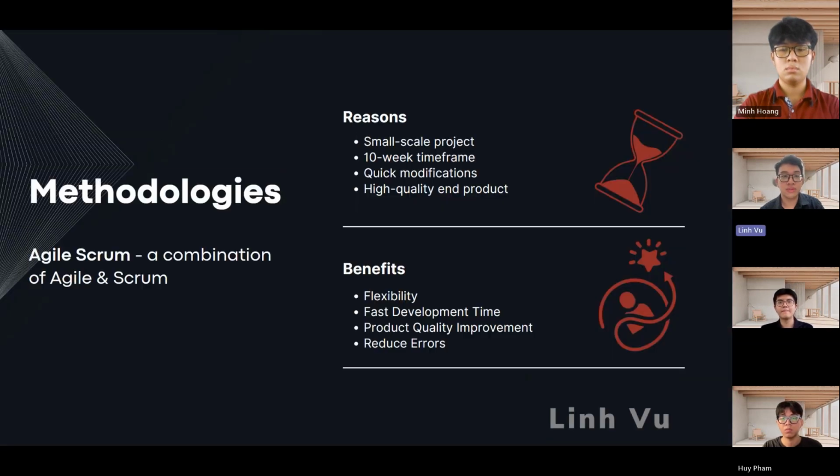Thanks, Lam. Our team decided that we will follow Agile Scrum methodology across the development of the project. We came up with this decision after carefully analyzing the situation and the goal. We understand that this is a small-scale project, which we only have 10 weeks to finish our prototype. On top of that, we'll need to be able to make quick modifications when needed while ensuring the end website still has exceptional quality. Agile Scrum features such as constant refinements and delivery of manageable increments provide us with flexibility and fast development time. The product still remains high quality with minimal errors being produced, which fits perfectly for our goals and situation. Next up is the team experience part.